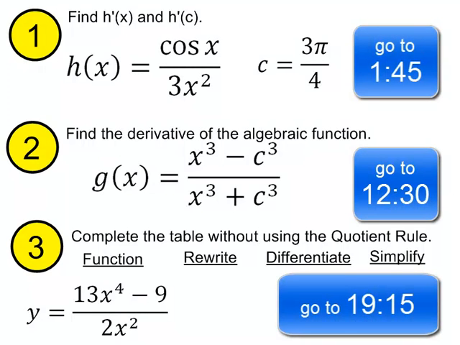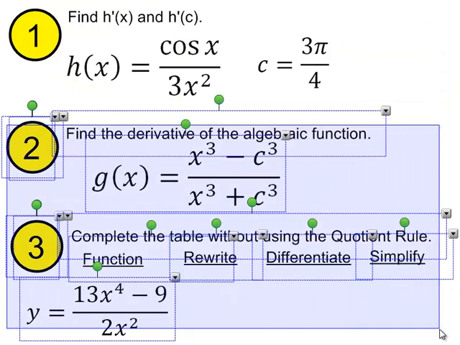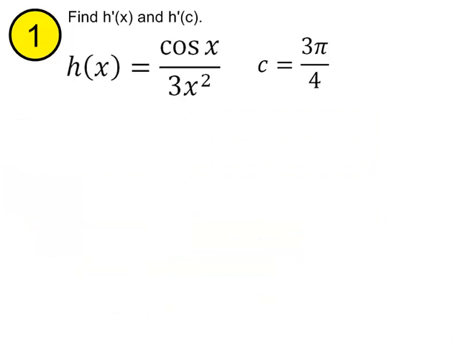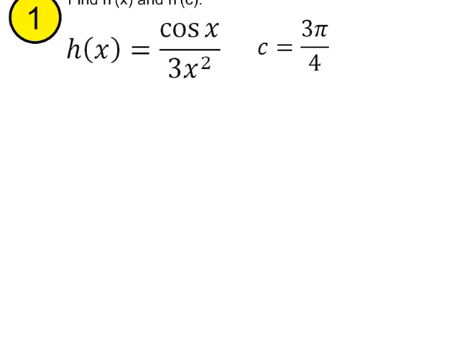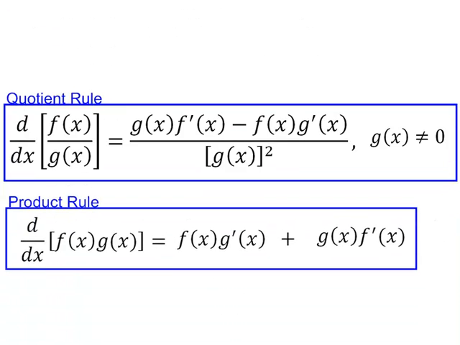Take a moment, pause the video if you need to check out the 3 exercises that we're going to do here today. I'm going to launch right into that first one there. And we are asked to find h prime of x and h prime at that particular value, x equals 3 pi over 4. So before we jump into that, let's remind ourselves what the quotient rule states.